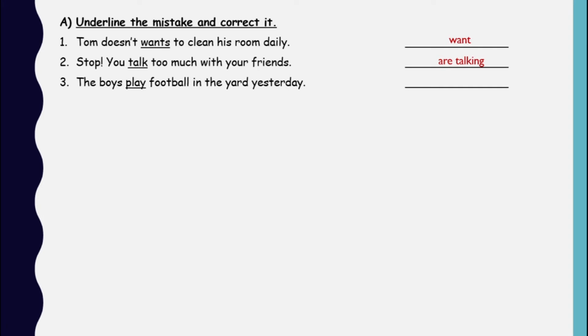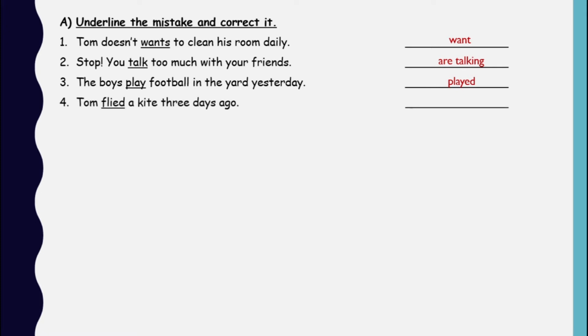Number 3, the boys play football in the yard yesterday. Where is the keyword here? Excellent. It's yesterday, and it belongs to the past simple tense. Super. Okay, so let's look at the verb here, play. Is play here in the past simple? No, because it doesn't have the endings of the past simple tense. So, which ending are we going to put here? We're going to use the ed ending. Why? Because the verb here, we said that any verb that ends with y and the letter before it is a vowel, we put the ed ending.